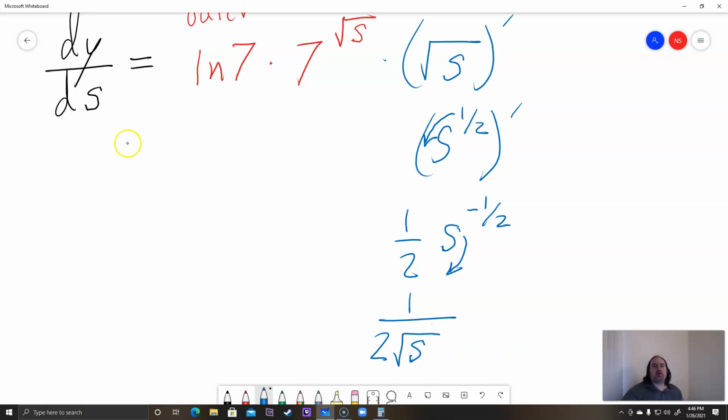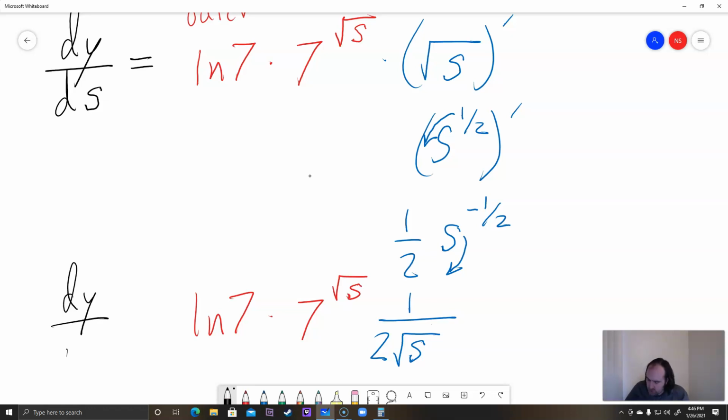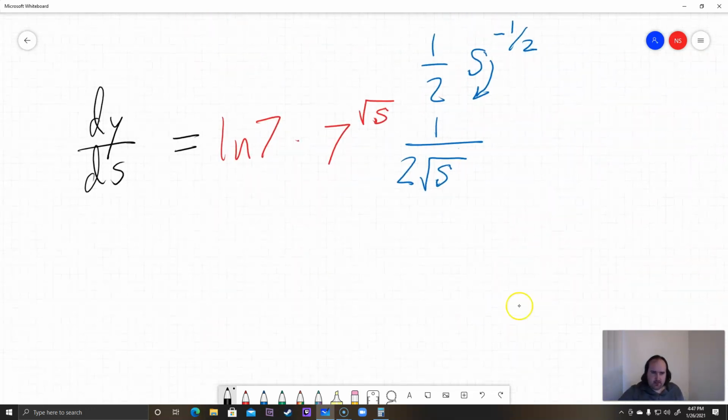All right, and then of course we still have the outer function here. I just got lazy and stopped writing it. But we still have the ln of 7 times 7 to the root s. So there's our dy ds, and then we just want to rewrite the order a little bit, so it's easier to read.